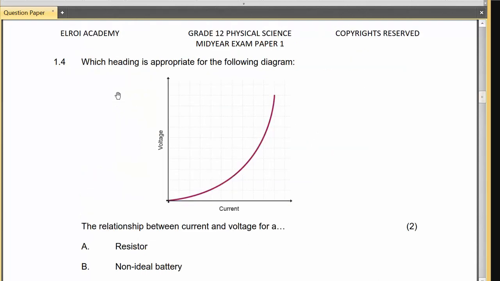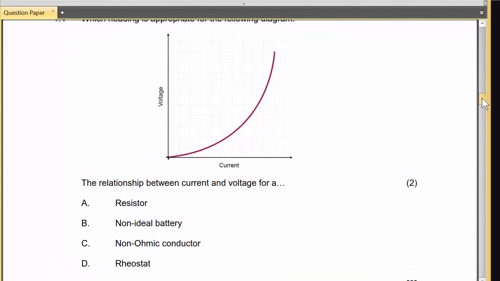Okay, and the final question here: which heading is appropriate for the following diagram? Voltage to current. We know voltage and current are directly proportional, so this is supposed to be a straight line. It's a straight line for any ohmic conductor. What is an ohmic conductor? Most resistors.